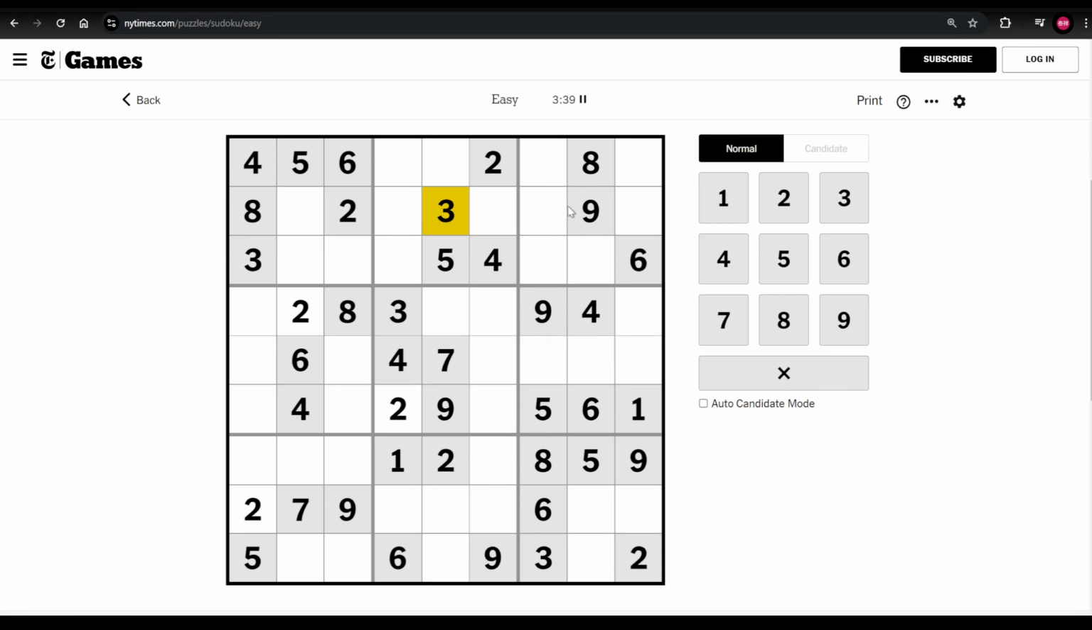These 2s are not 3 because of this, and this is not 3 because of this. So not 3, not 3, not 3, not 3, not 3. The only place we could put 3 is here. Again, this one, not 3, not 3, not 3. So this one would be 3.